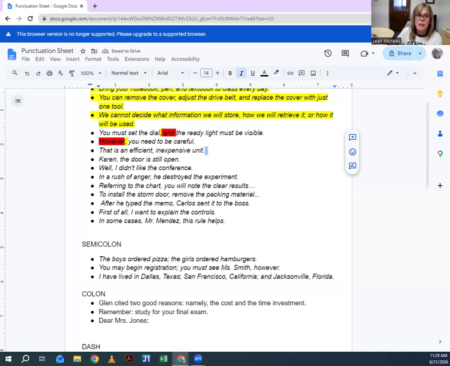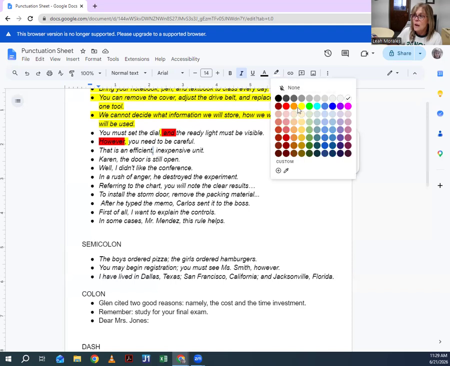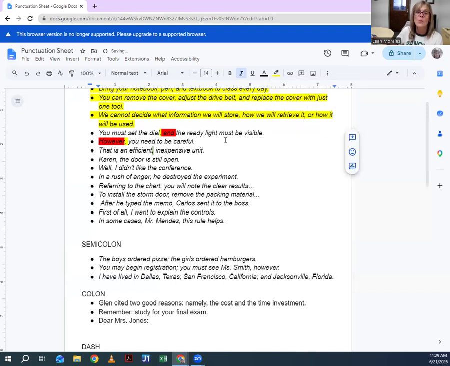And then also in coordinate situations, we use commas between coordinate adjectives, but there's a couple of stipulations there. You see right here, you have that as an efficient, inexpensive unit, and you see your comma is placed right here after efficient and inexpensive, and that is correct. You use a comma between coordinate adjectives, but you need to make sure that they are, first of all, reversible. Is it reversible? Could you say that is an inexpensive, efficient unit? You could. So yes, it meets that criteria.